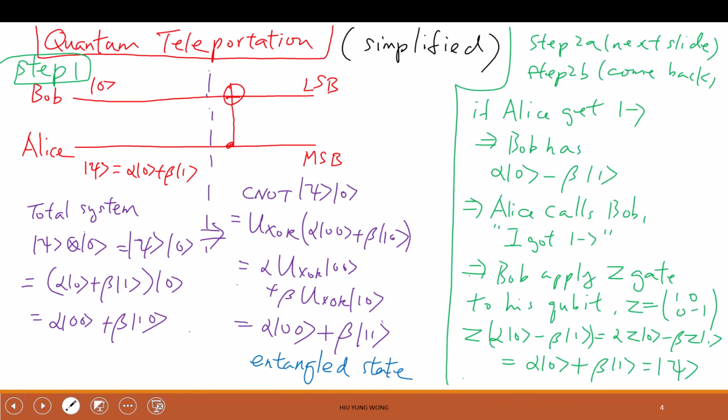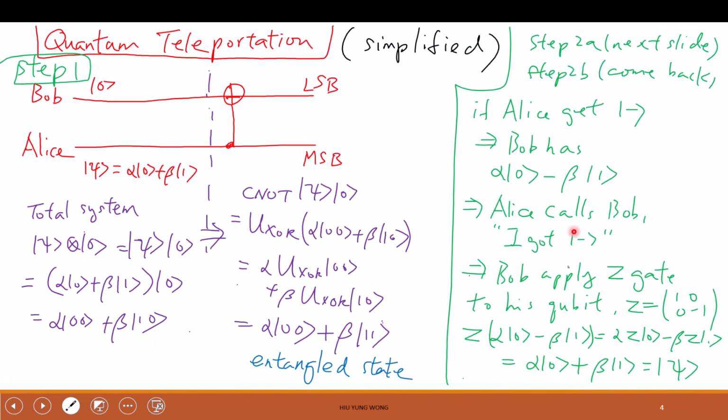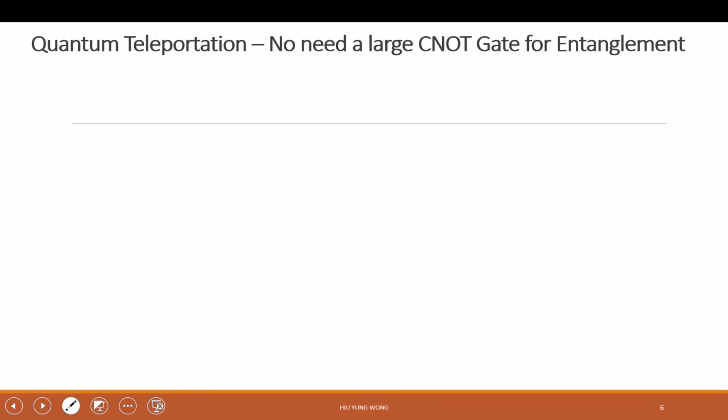Is that okay? Okay, so go back to think about it, right? Same, Alex's qubit got destroyed because she got negative now, right? But now the problem is we really cannot afford this super large control NOT gate. So what can we do? Then we need something more complicated. So we are going to replace step 1 by something. Step 1 is what? Entanglement formation, right?